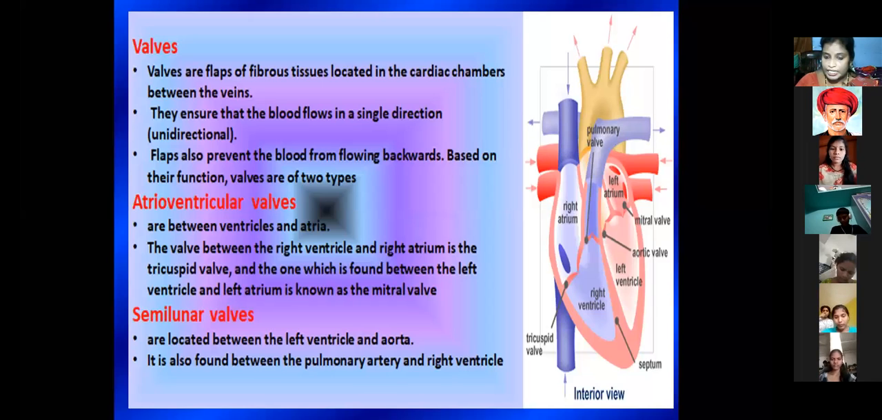connects the right ventricle and right atrium. The mitral or bicuspid valve connects the left ventricle and left atrium. And it is also pumping the blood through all parts of the body.